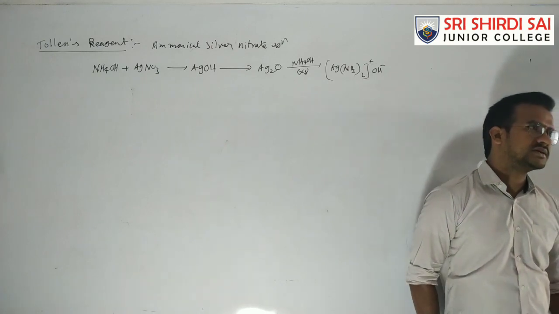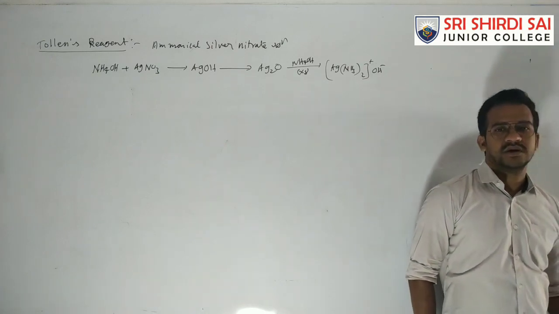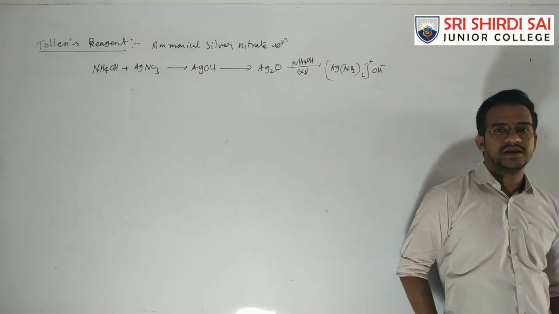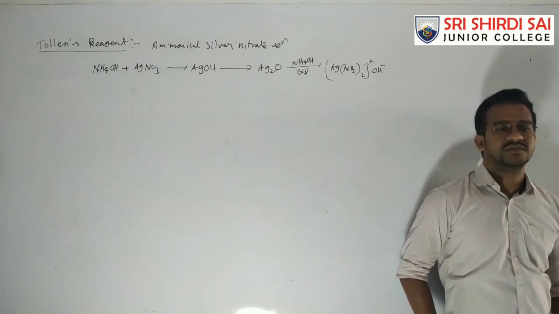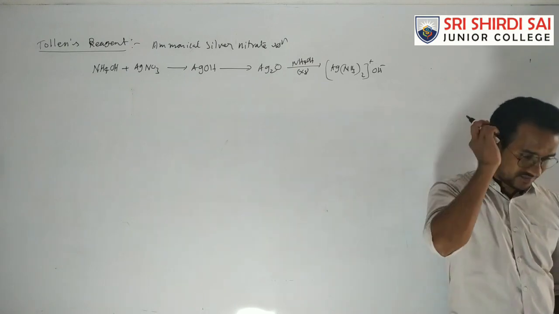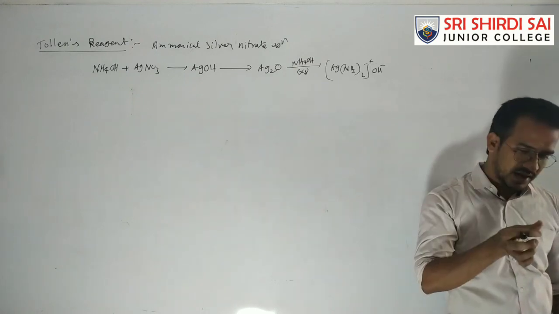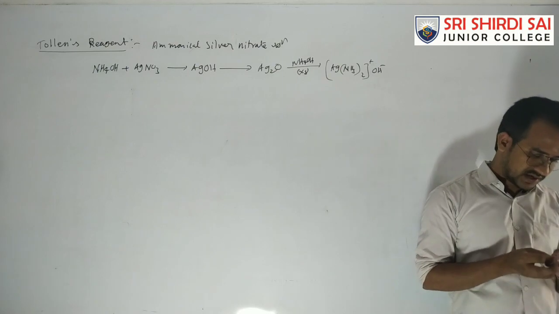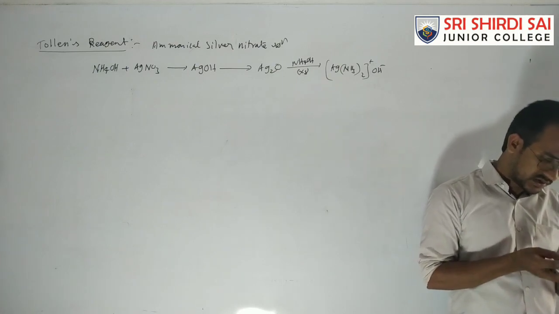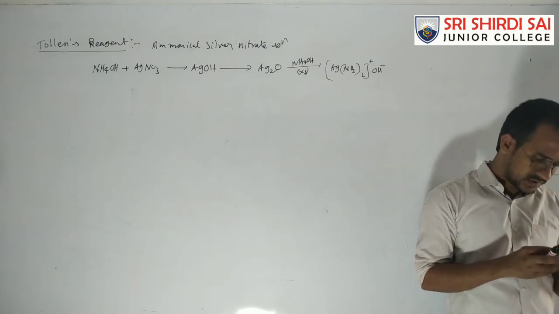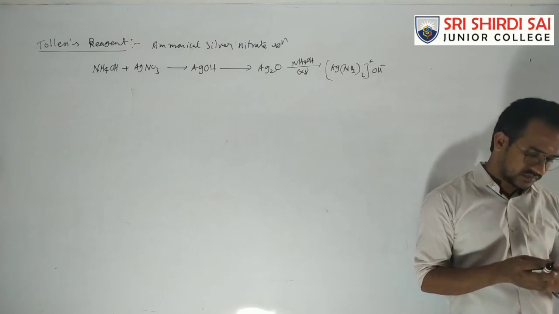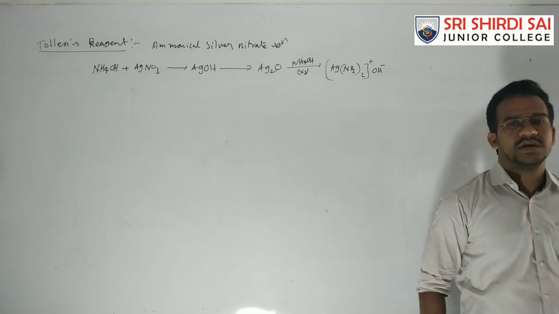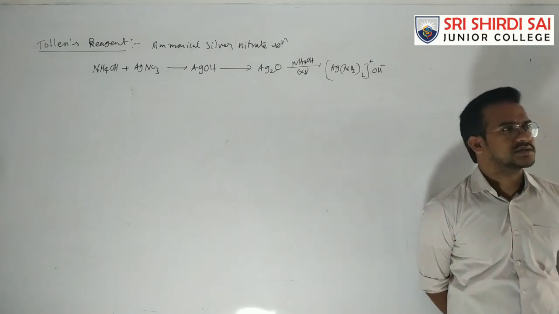And this Tollens reagent is a better reagent for the conversion of alpha beta unsaturated aldehydes into alpha beta unsaturated carboxylic acids.